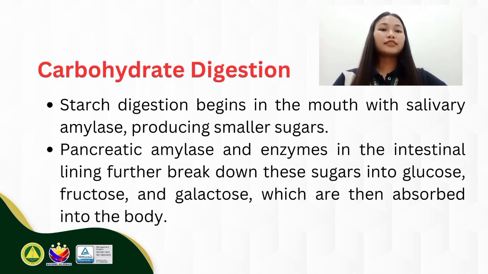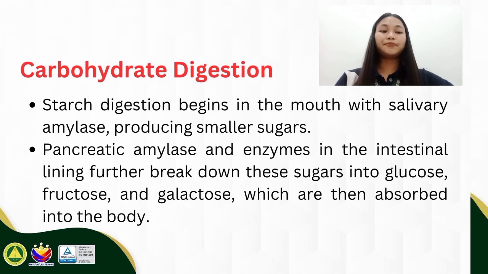So first, let's talk about carbohydrate digestion. Yung ating starch digestion begins in the mouth with salivary amylase that produces smaller sugars. In the small intestine, the pancreatic amylase and enzymes in the intestinal lining, which are the maltase, sucrase, and lactase, further break down these sugars into glucose, fructose, and galactose, which are then absorbed in the body.